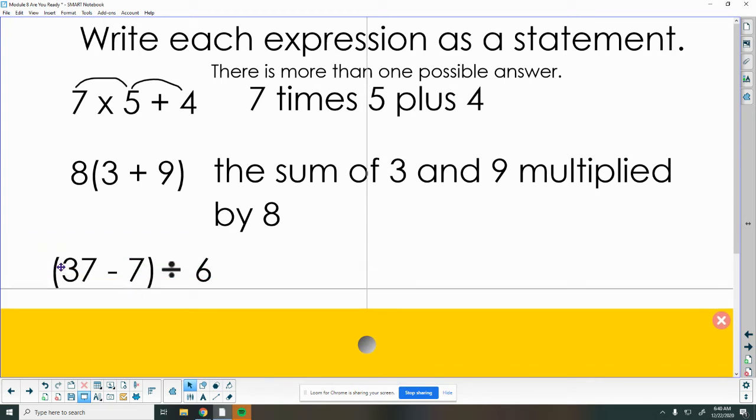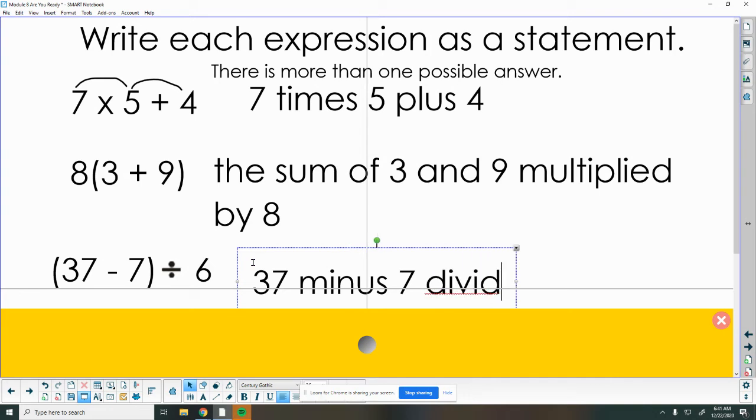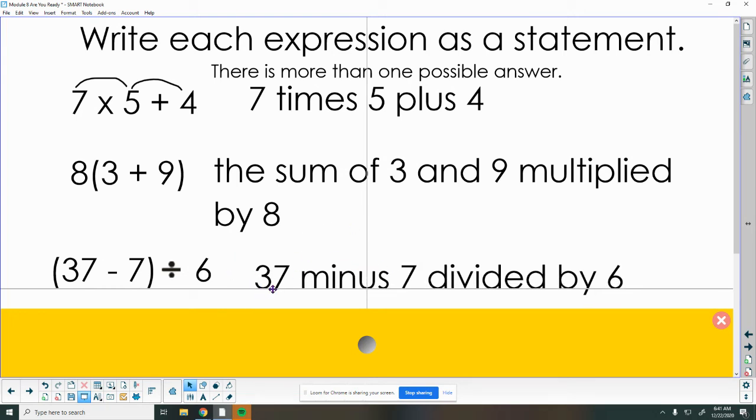Okay, this one here, we have 37 minus 7 divided by 6. So it wants us to subtract first. If it did not have these parentheses, we would have to divide first because multiply and divide come before add and subtract. But since we have these parentheses, we're going to subtract first. So we're going to say 37 minus 7. Then we take that and divide it by 6. So whatever we want first, we want to write about and be clear that comes first.